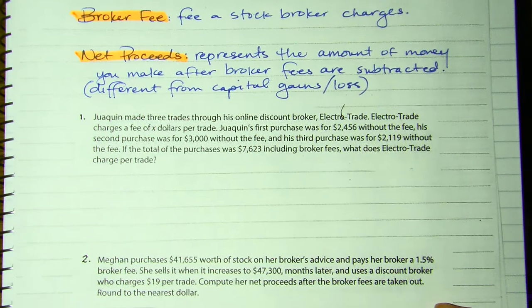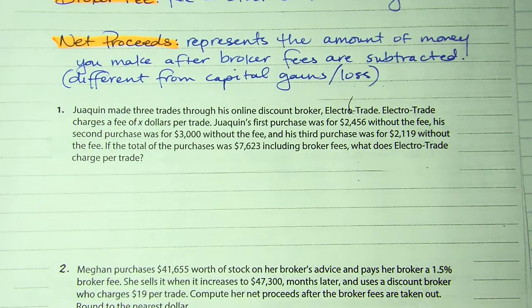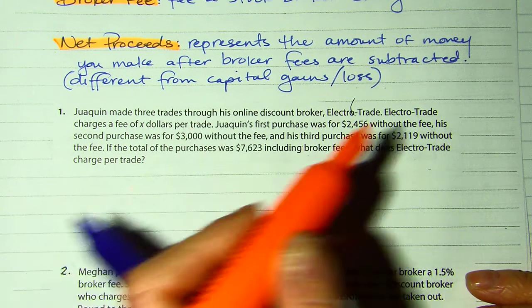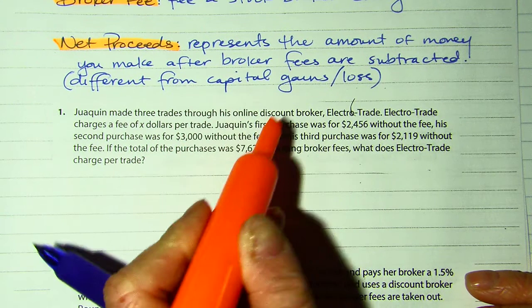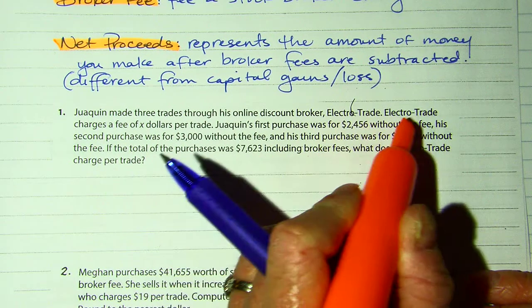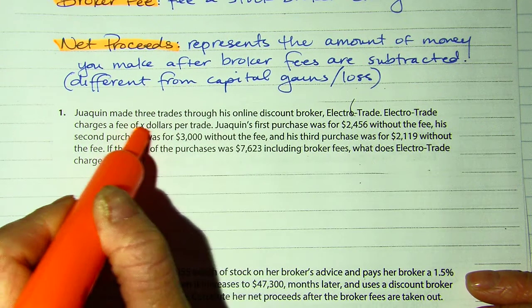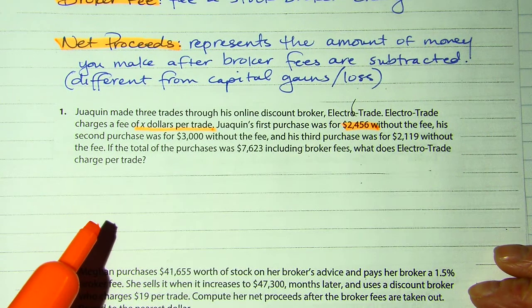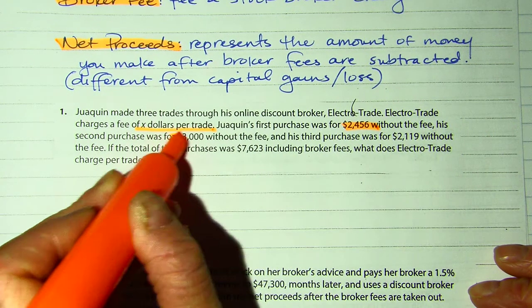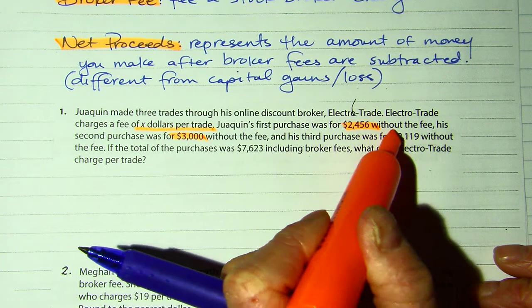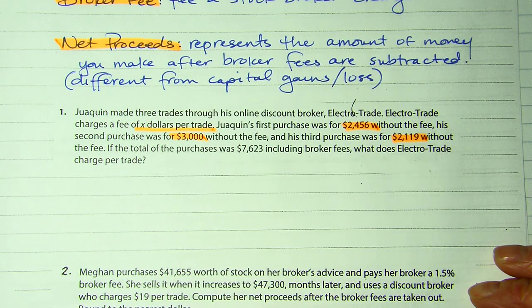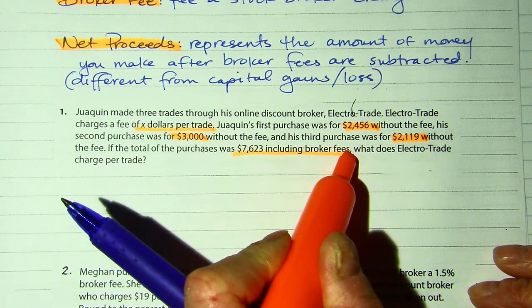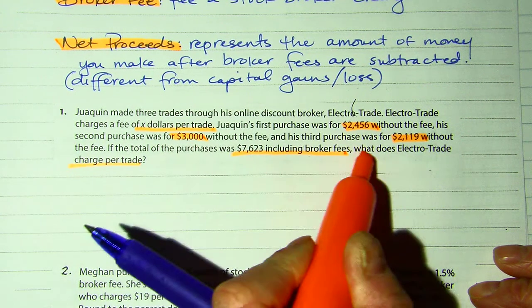Number one, and I'm going to zoom in a little. Joaquin made 3 trades through his online discount broker. ElectroTrade charges X dollars per trade. His first purchase was $24.56 without his fee. Second purchase was $3,000, and his third purchase was $2,119. If the total was $76.23 including fees, what did they charge per trade?